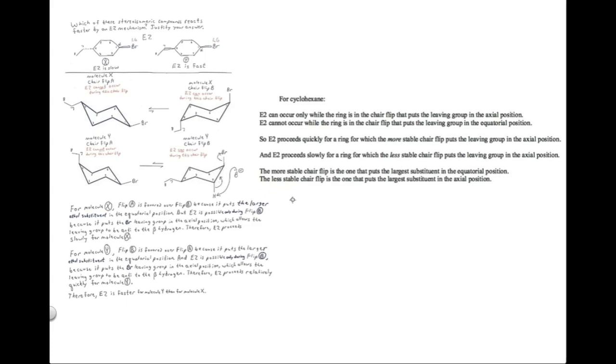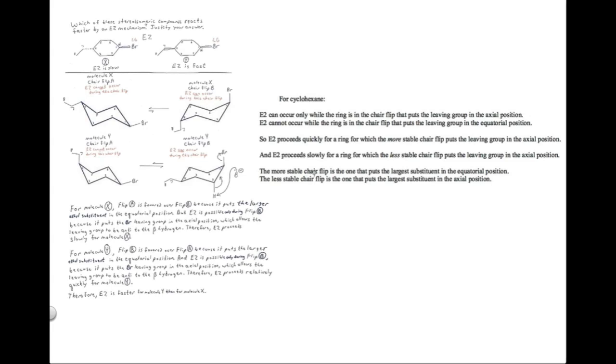So you can see E2 proceeds quickly for a ring where the more stable chair flip puts the leaving group axial. E2 occurred quickly for molecule Y because E2 could occur in the chair flip that was more stable. But E2 is slow for a ring where the less stable chair flip puts the leaving group axial. For molecule X, the leaving group was axial during the less stable chair flip, as we had indicated by these equilibrium arrows.